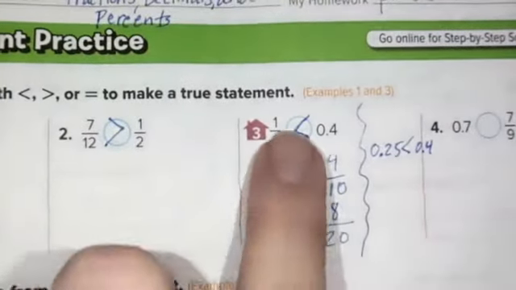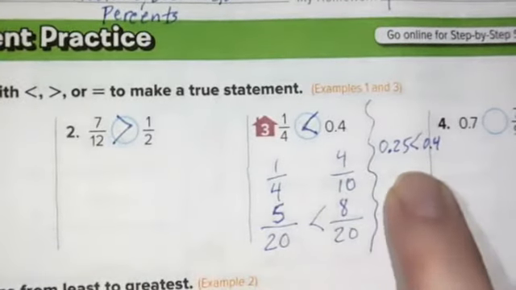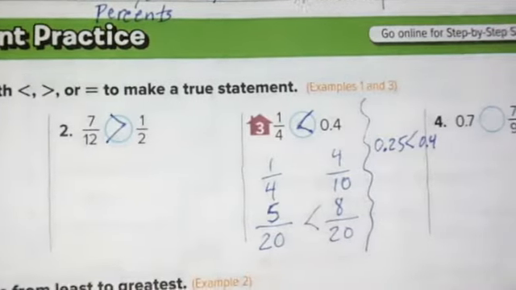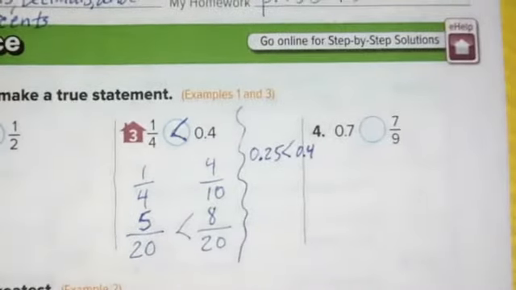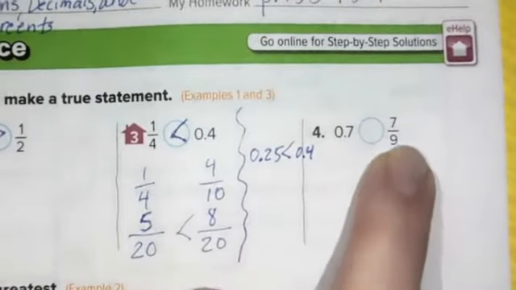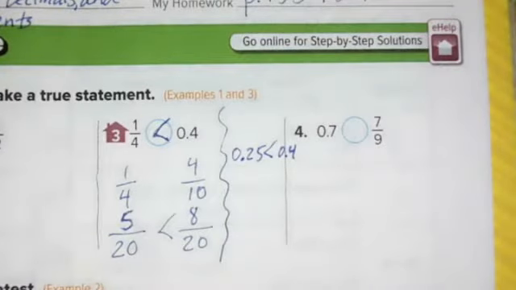So you could compare those by changing them both to fractions with a common denominator, or you could change them both to decimals and compare that way. Either strategy is great. So here, number 4, we have 7/10 is what than 7/9. Now I'm going to use a little bit of a different strategy here. I'm going to use a common numerator.